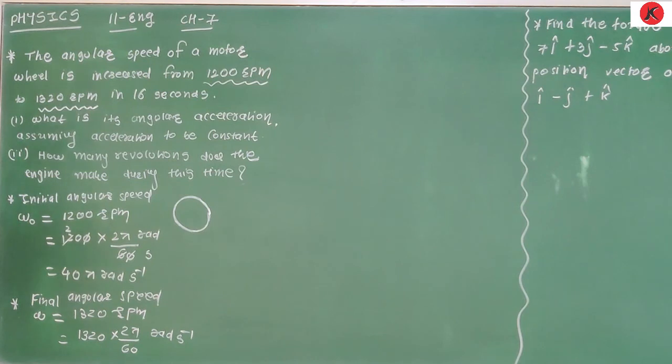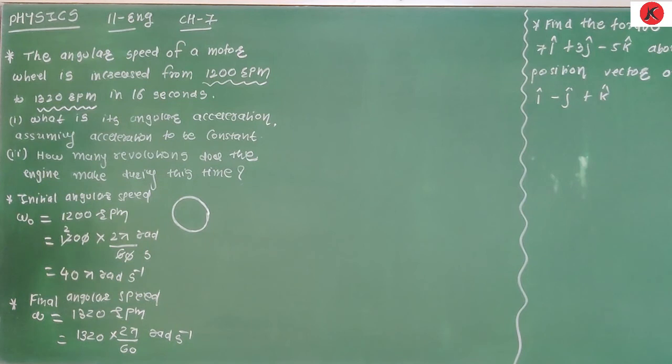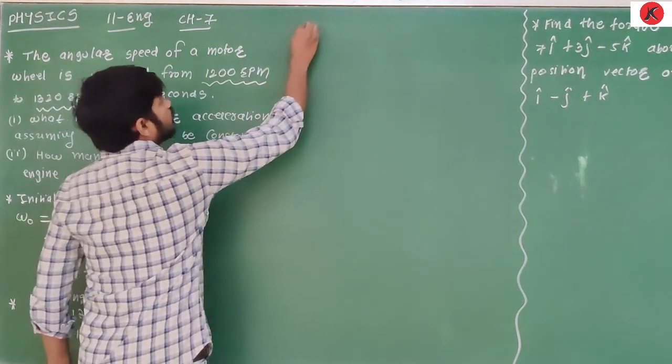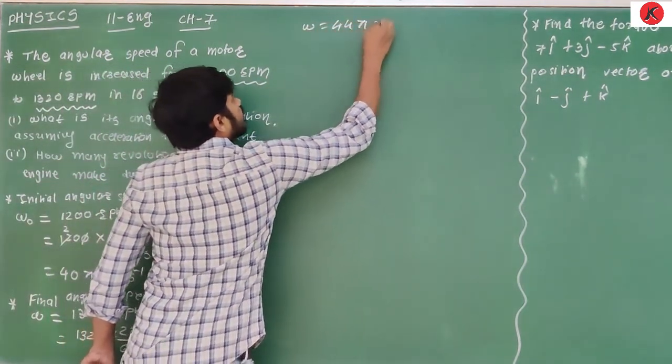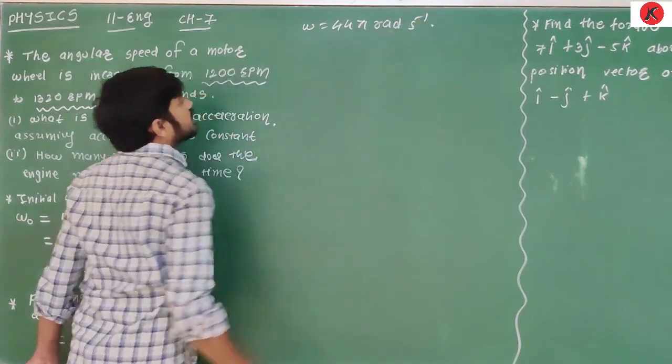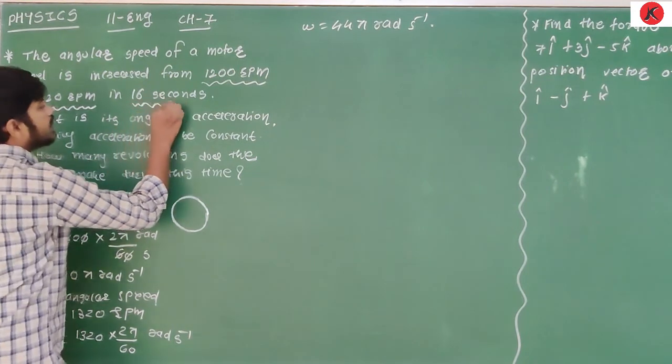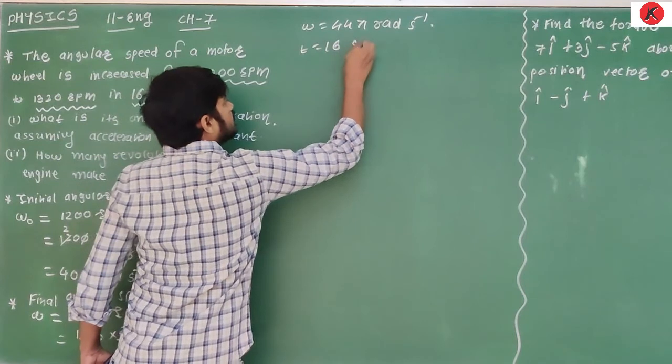Now 1320 into 2 divided by 60, it is 44. Yes, pi you have to include. So omega is equal to 44 pi radian per second. So two data: initial angular velocity, final angular velocity, in 16 seconds. So time t is equal to 16 seconds.